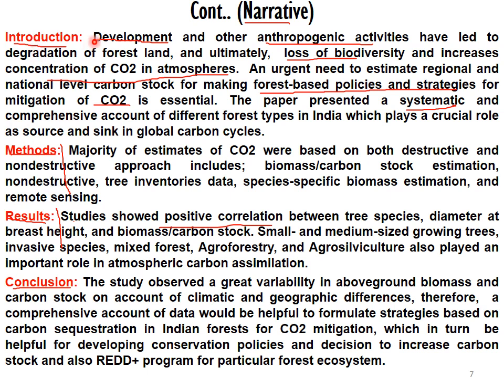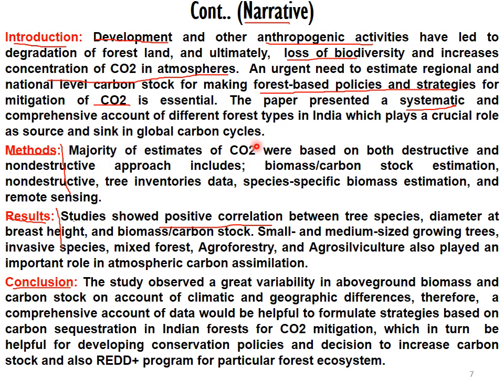Here there is also an introduction. If you read it, it typically shows that development and anthropogenic activities are observed to be the main cause of forest degradation and loss of biological diversity, and they lead to a high concentration of carbon dioxide in the atmosphere. Therefore, there is a need to find proper mechanisms on how to mitigate and solve this problem. That was the idea behind this study.